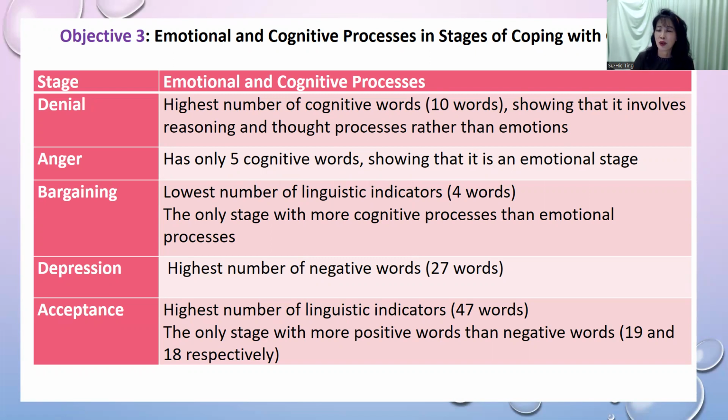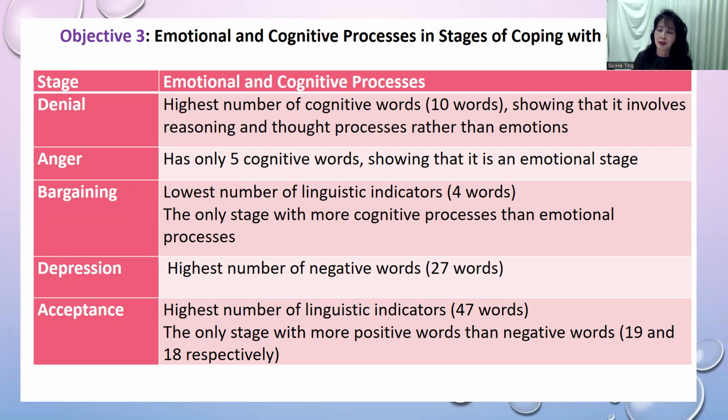Denial, there were a lot of cognitive words. So we think that this denial is more of a reasoning and thought process. Anger, as expected, is an emotional stage. Bargaining is also a cognitive stage, based on the fact that there were more words for cognitive processes than emotional processes. Depression, as expected, a lot of negative words, an emotional process.